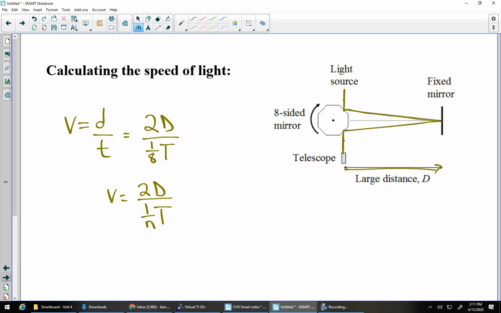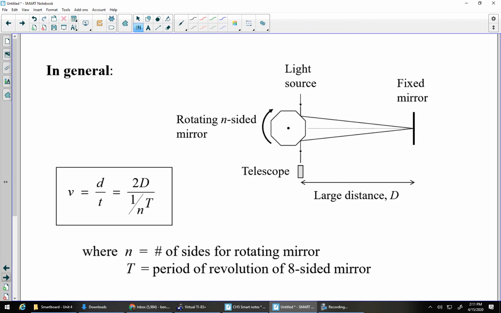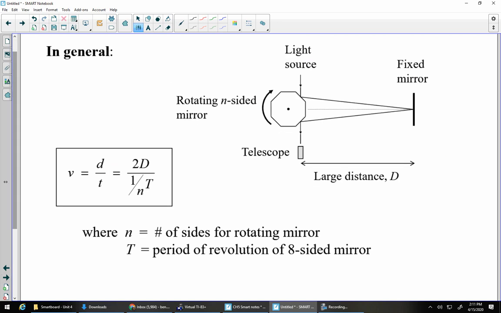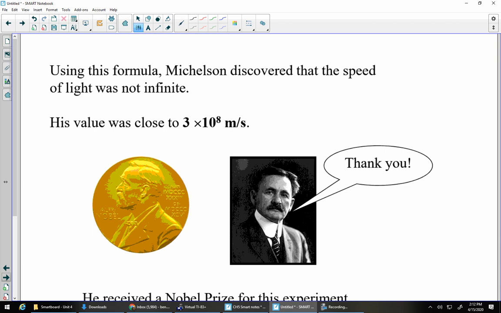The reason why I put 1 over n is we're using 8-sided mirrors, but it doesn't necessarily need to be an 8-sided mirror. It could be a 10-sided mirror, 12-sided mirror, 16-sided mirror. So n is just the number of sides that the mirror has. Perfect. So take a moment to check this out. You can put it on pause if you need to, but we're going to move forward and check out a quick example of this.